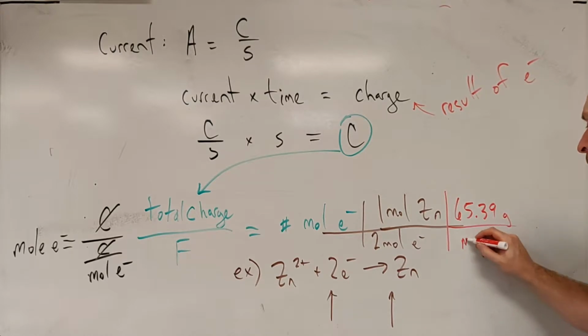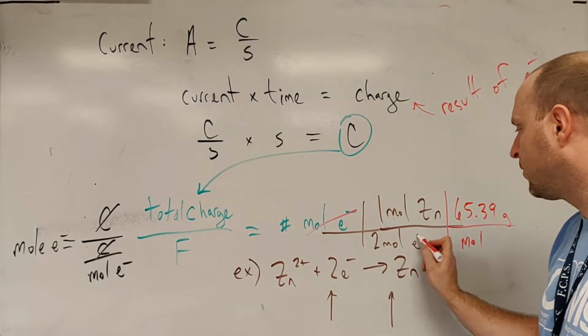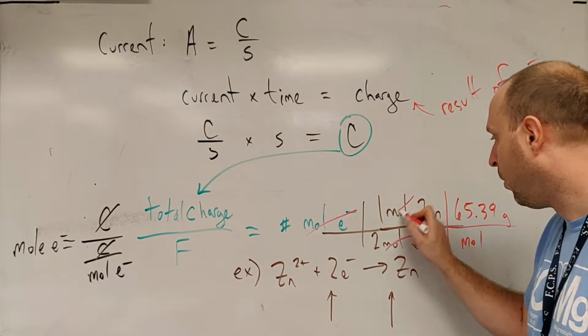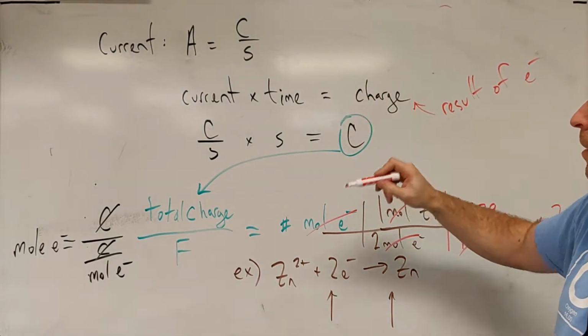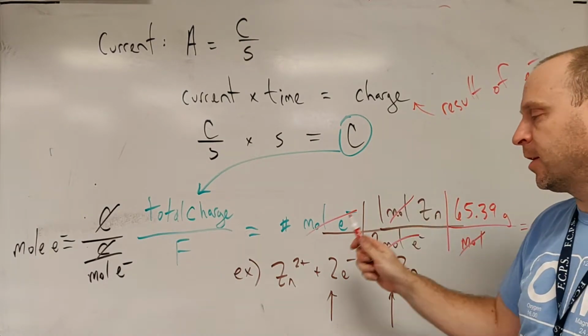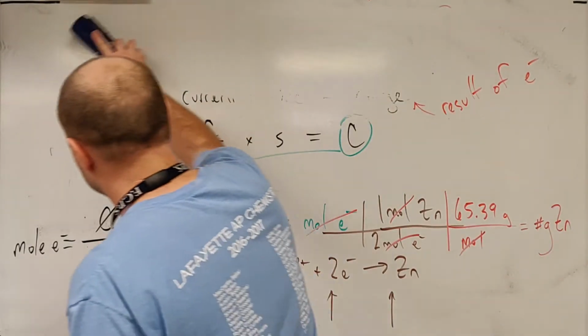65.39 grams per mole. All right? And if you look at how that works out, moles of electrons are gone, and then moles are gone, and you just have some number of grams of zinc. So once again, current getting us charge, charge getting us moles of electrons, and moles of electrons eventually getting us a mass of our species. And let's see how that works with a real problem.